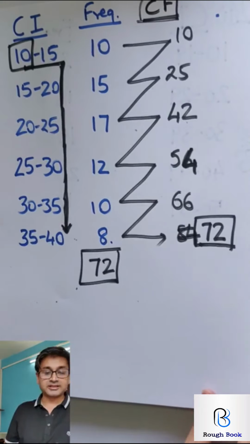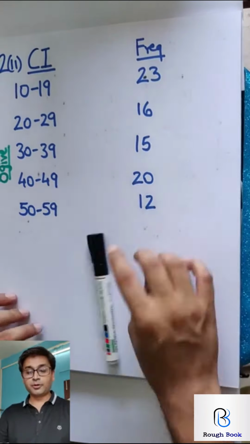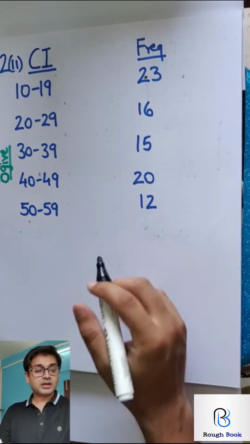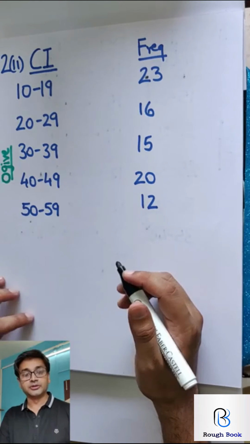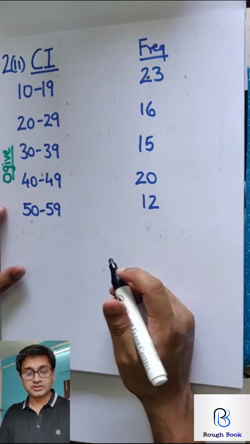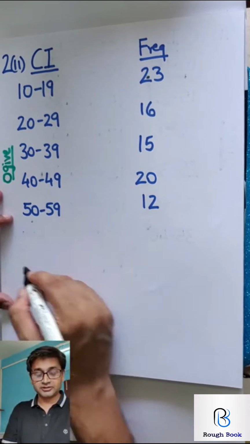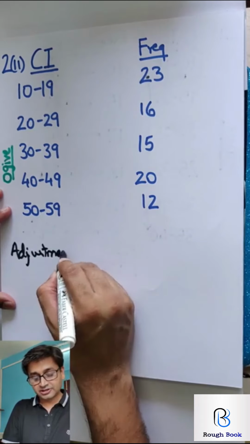I want everyone to try sum number 2 part 2. What is the problem here? Can you identify? Yeah, the major problem here is that the classes are not continuous. So the first thing you need to do is make the classes continuous. How will you make the classes continuous? So there is something called adjustment. What do you mean by this adjustment?